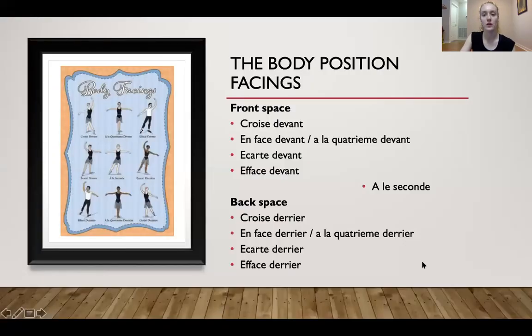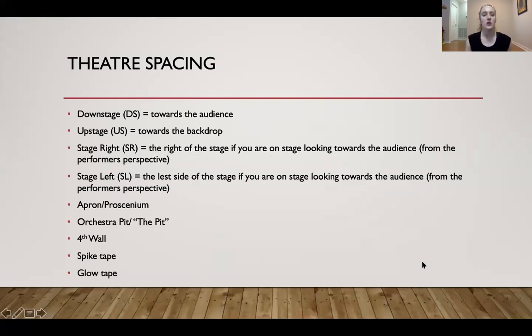Okay. Oops. So theater spacing. So we often split the theater into different quadrants or different three-piece sections. Downstage, which is often abbreviated as just DS, if it's like in writing, is the closest part to the audience. So this is towards the audience, the front half of the stage. Upstage, towards the backdrop, away from the audience.